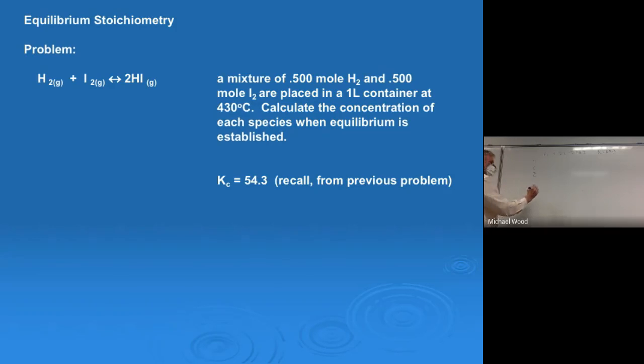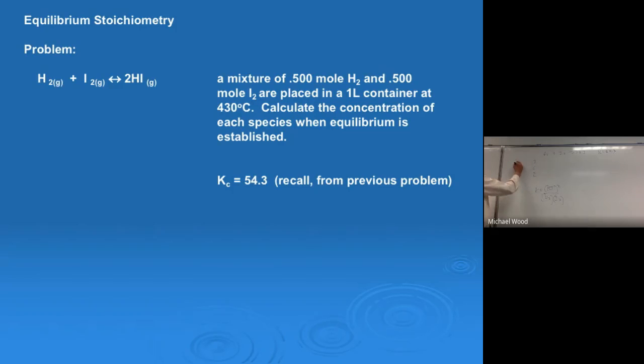Now, the equation for K is going to be HI squared over H2 times I2. Okay, so we talked about that. That's kind of going back to the basics. Products on top, the coefficient became the exponent, reactants on the bottom. But again, if you read this, a mixture of 0.5 moles of H2, 0.5 moles of I2 are placed in a 1 liter container. Calculate the concentration of everything when equilibrium is established. So we have two different sets.